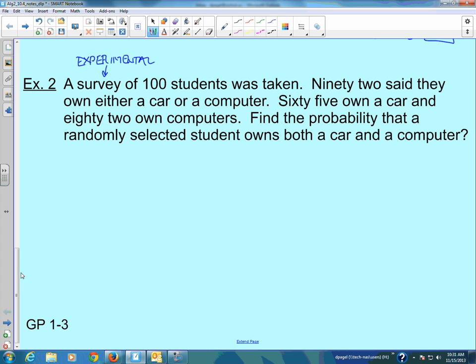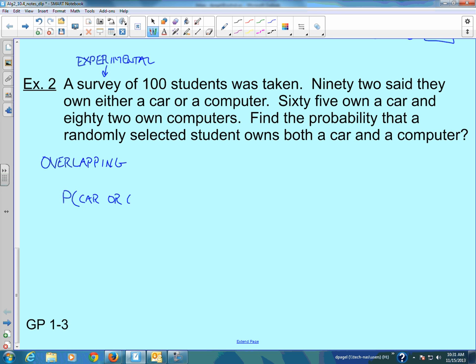Is it possible for a student to own both a car and a computer at the same time? And the answer is yes. I can have both a car and a computer at the same time. So when you can have two things occurring at the same time, you have an overlapping situation there. And so now we have to take into account our probability of an overlap.